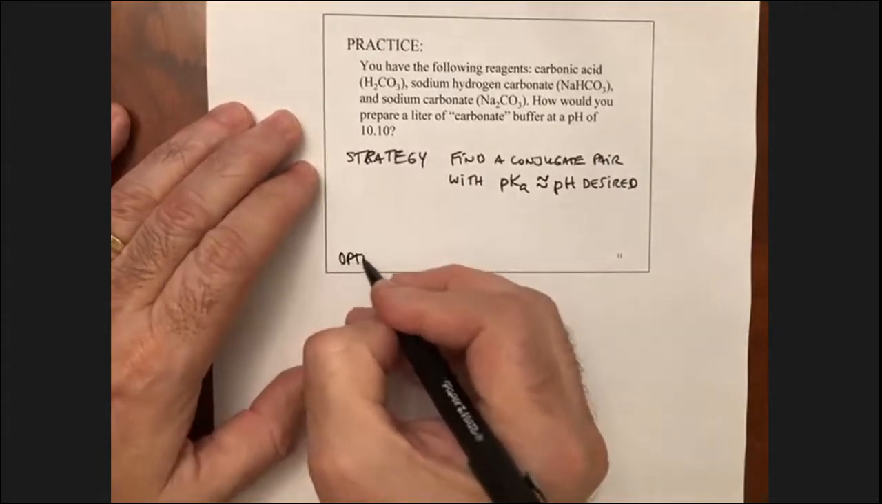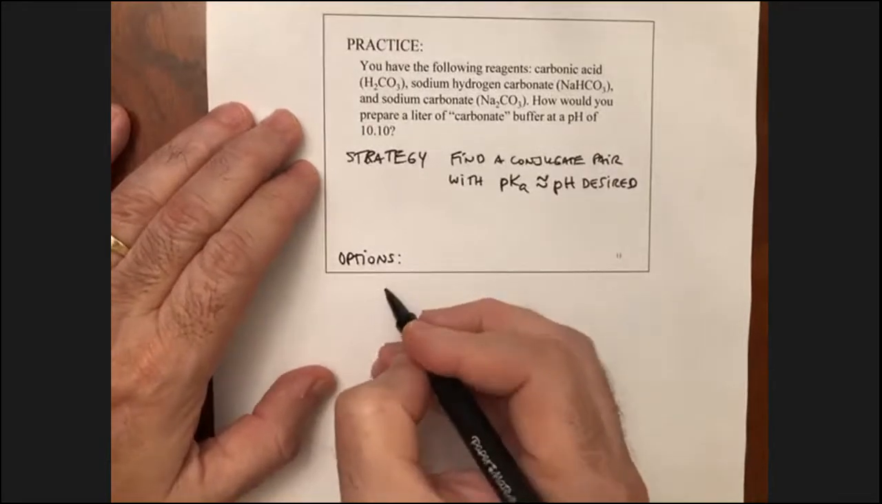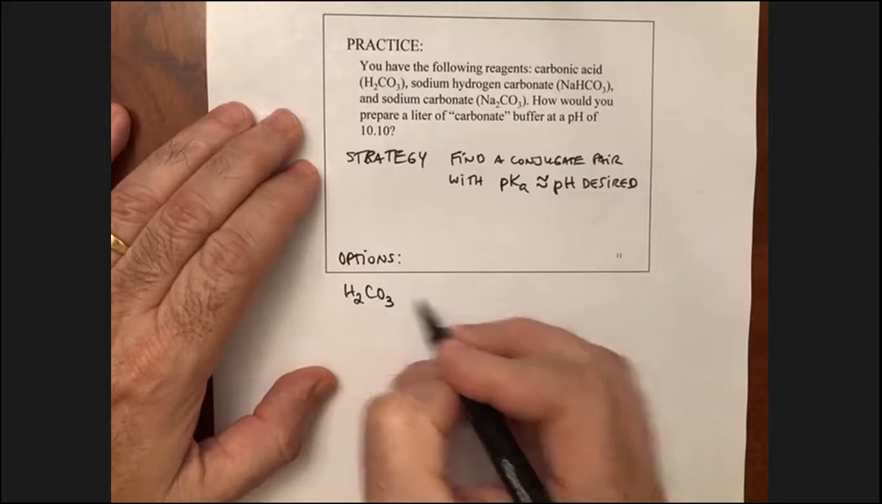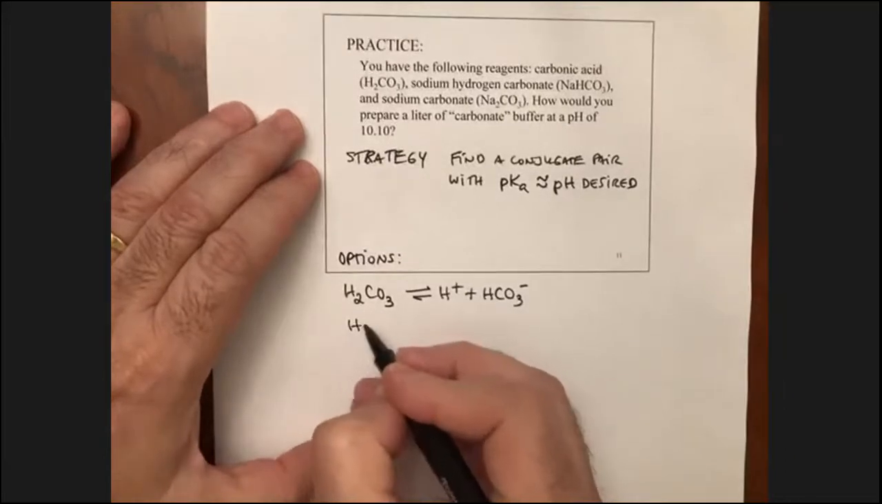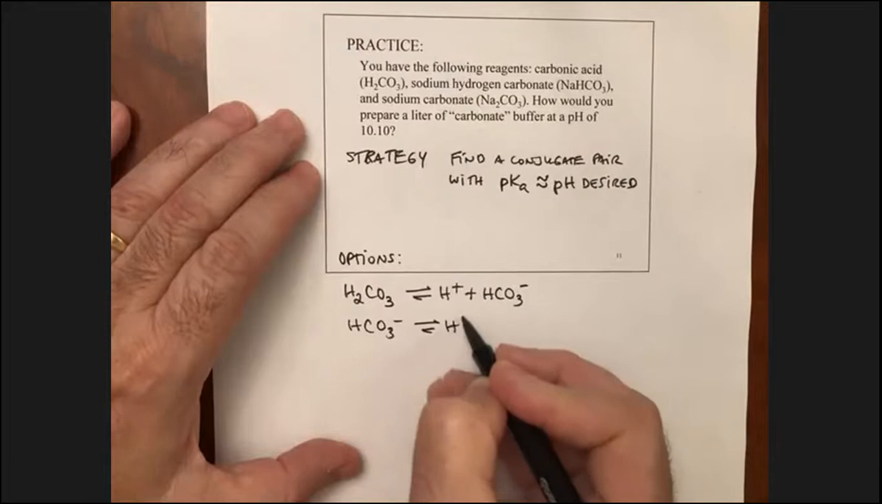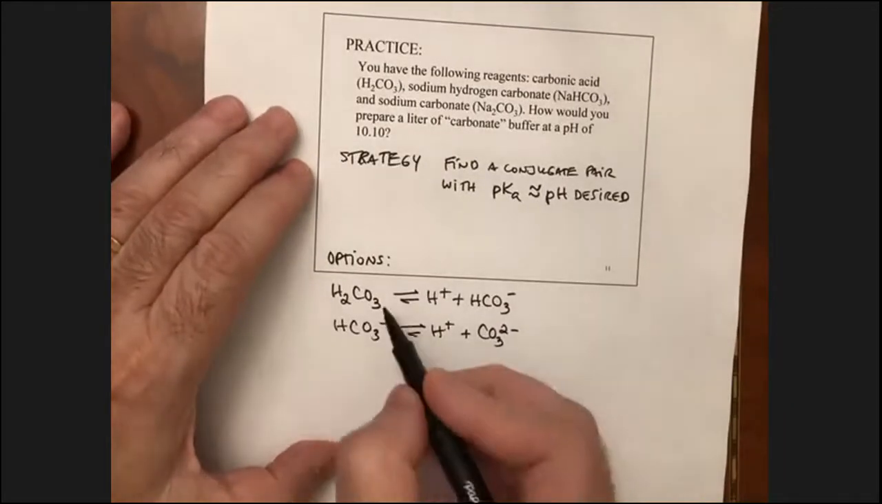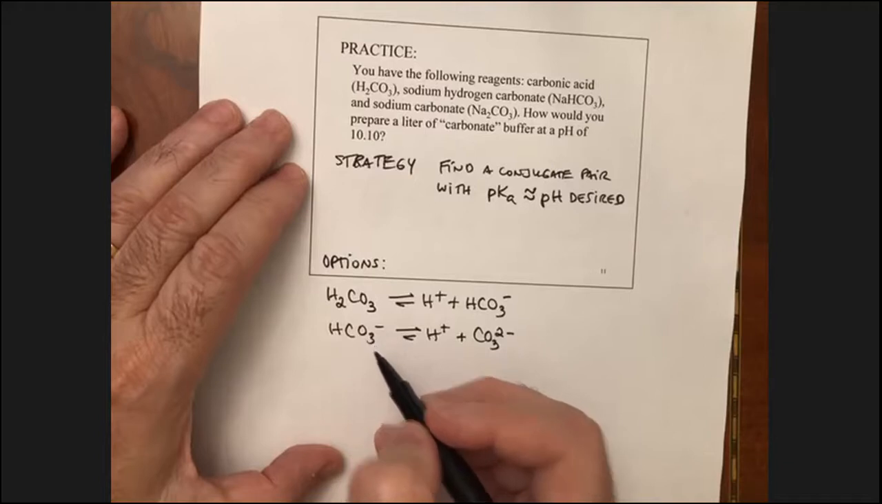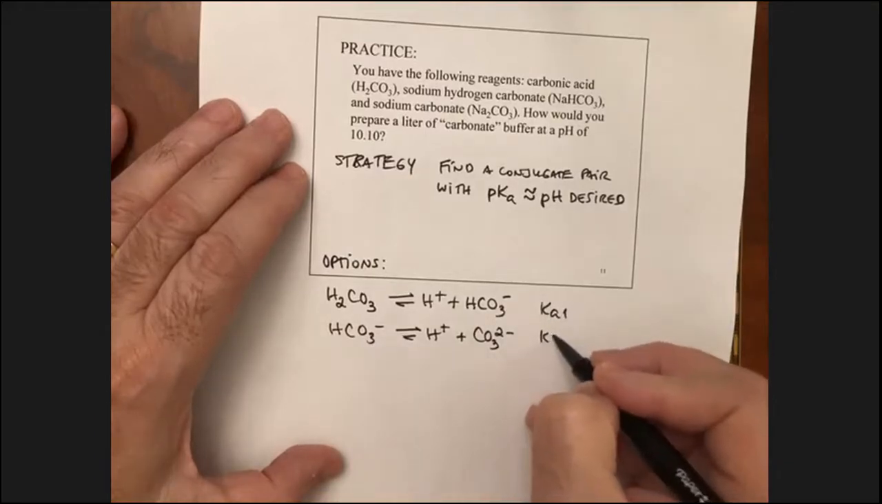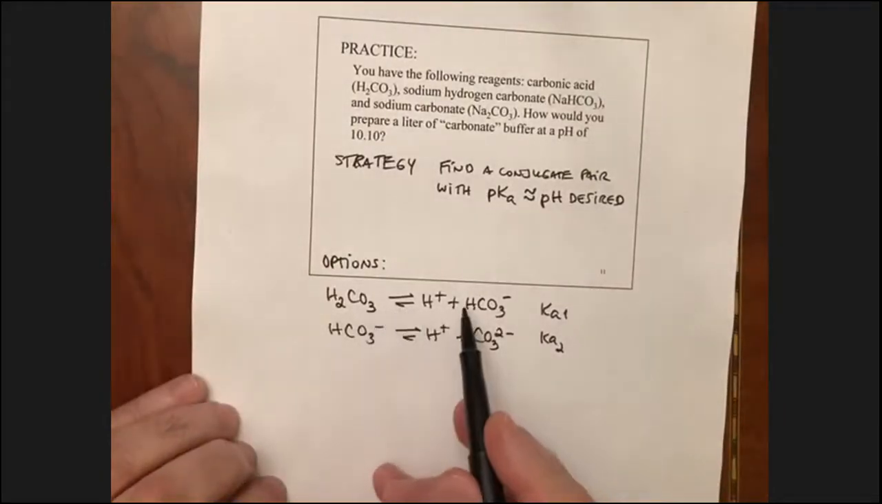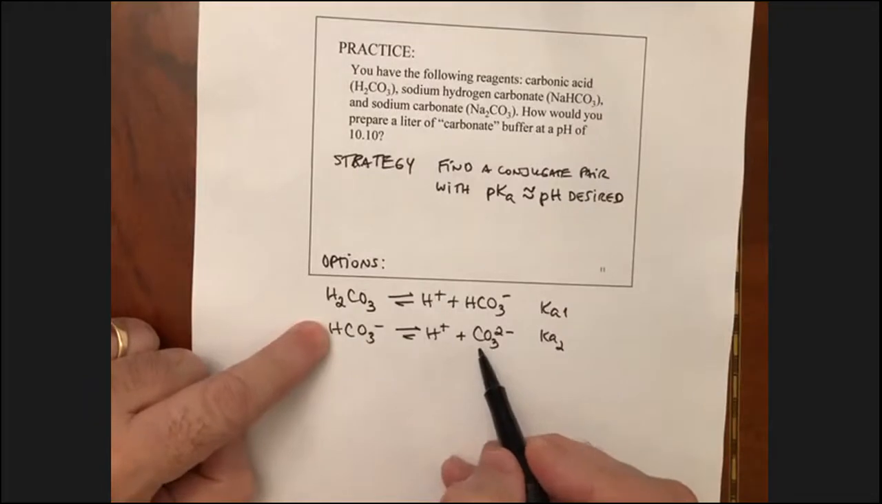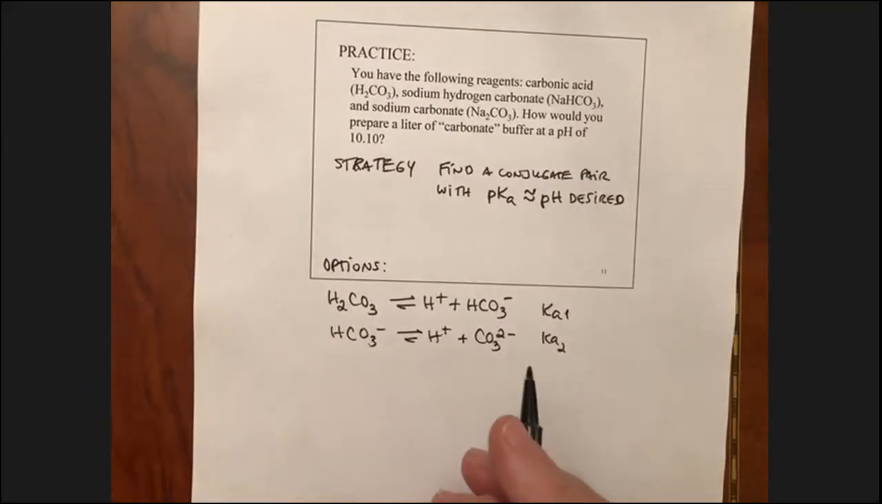So what are my options at this point? I can do either a system that consists of carbonic acid, which ionizes to hydrogen ions and the bicarbonate ion. And then I have another system that would have the bicarbonate ion that ionizes to hydrogen ions and the carbonate. Notice that this is a diprotic acid, so essentially we're looking for the Ka1 and the Ka2. So this system would consist of the carbonic acid and the bicarbonate. This system would have bicarbonate and carbonate. Remember, they have to be conjugates. In other words, they have to differ by no more than one hydrogen from each other.